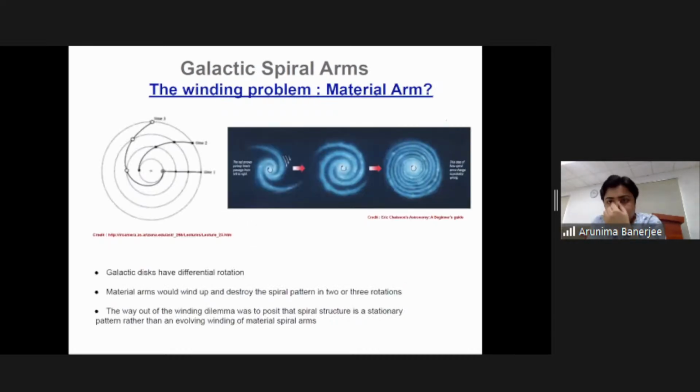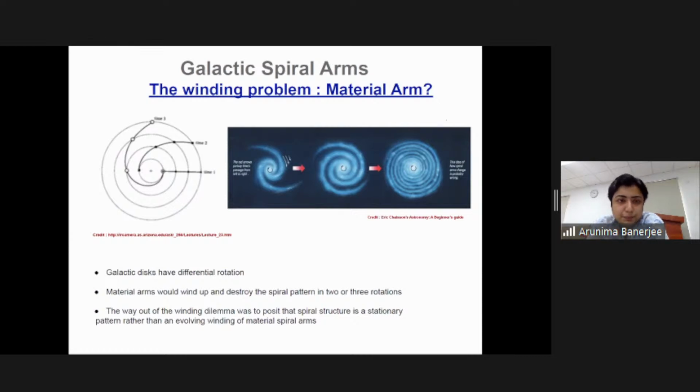Now, as I was telling you, this spiral pattern moves with a pattern speed. Is it just a material arm? Like a ceiling fan, imagine a ceiling fan moving over and above the differentially rotating disk. People actually arrived at this picture much later. Initially it was supposed to be part of the disk itself. But there was a serious problem with that. It is called the winding problem of the material arm.